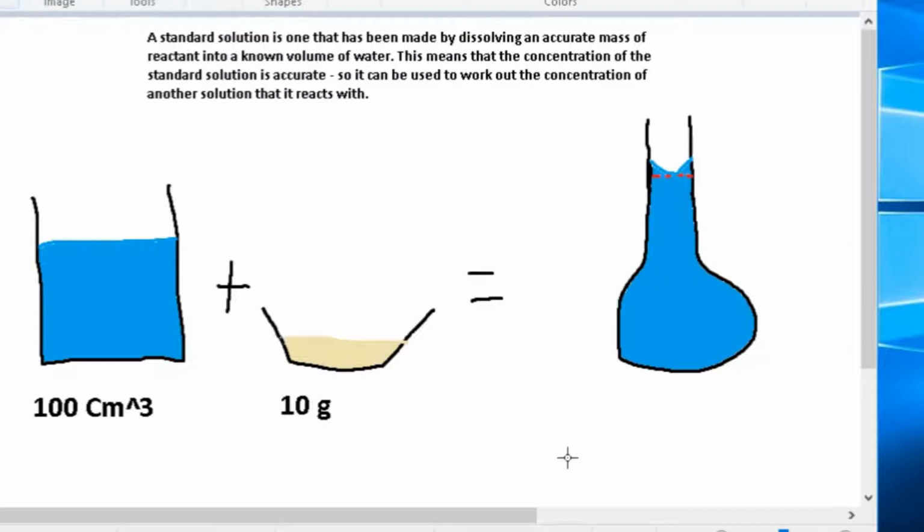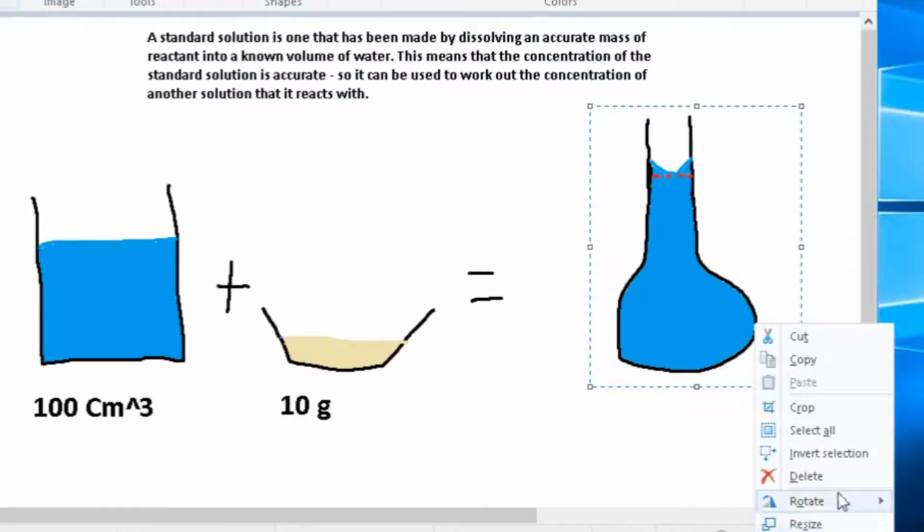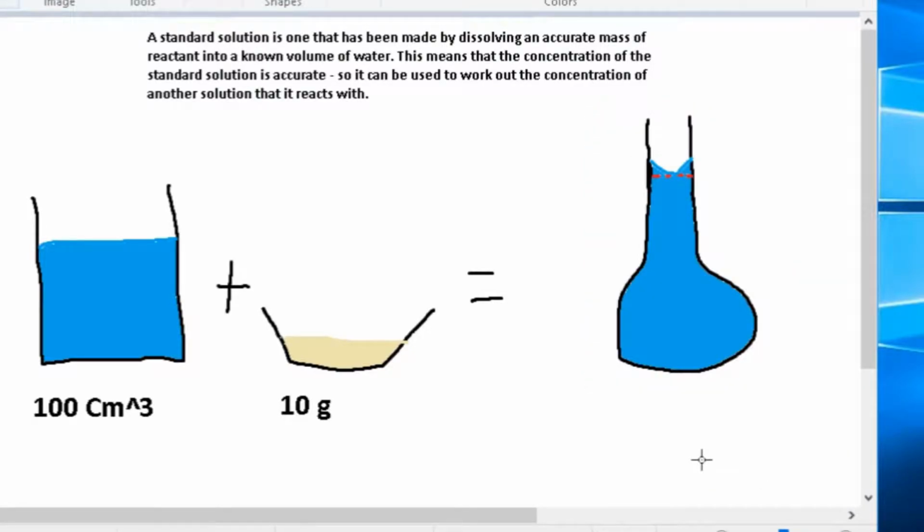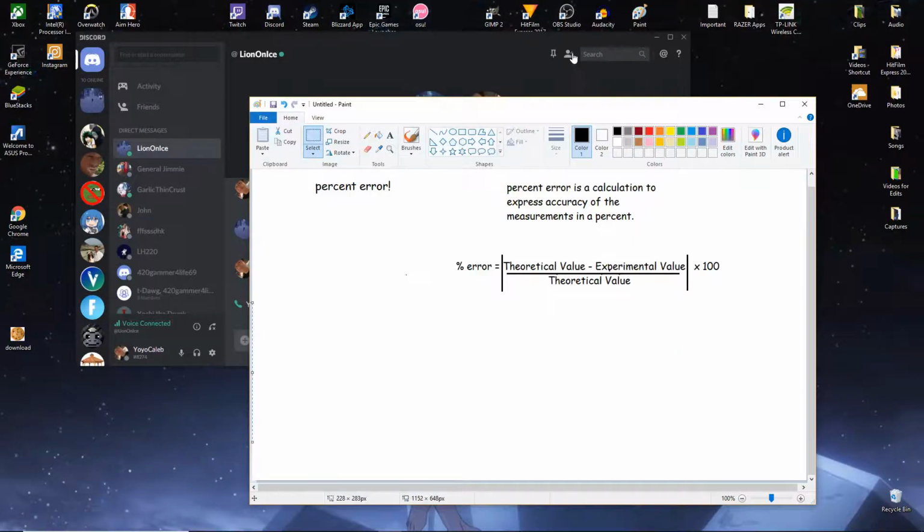If the meniscus of the solution doesn't line up with the line on the flask, just add some distilled water so that it does, and then from there put a stopper on the flask, turn it upside down a couple times to thoroughly mix the solution, and then you have your standard solution. And then from there, if you need to, you can work out the concentration of another solution that the standard solution reacts with.